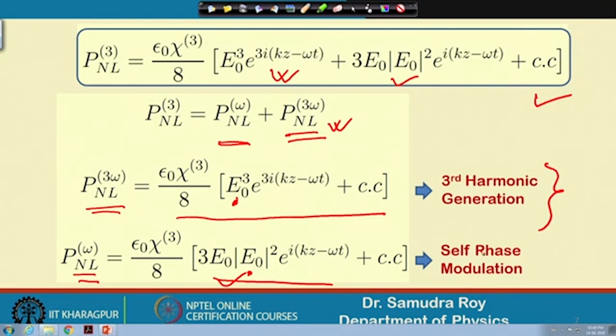On the other hand, another component is still sitting here, which is very important, which is going to vibrate with the same fundamental frequency omega. So, it will basically generate an electric field of frequency omega. So, it leads to another very important phenomenon, which is called self phase modulation. We will discuss third harmonic generation and self phase modulation, which are the two key important phenomena in the third order effect. We will discuss them in detail in this course.